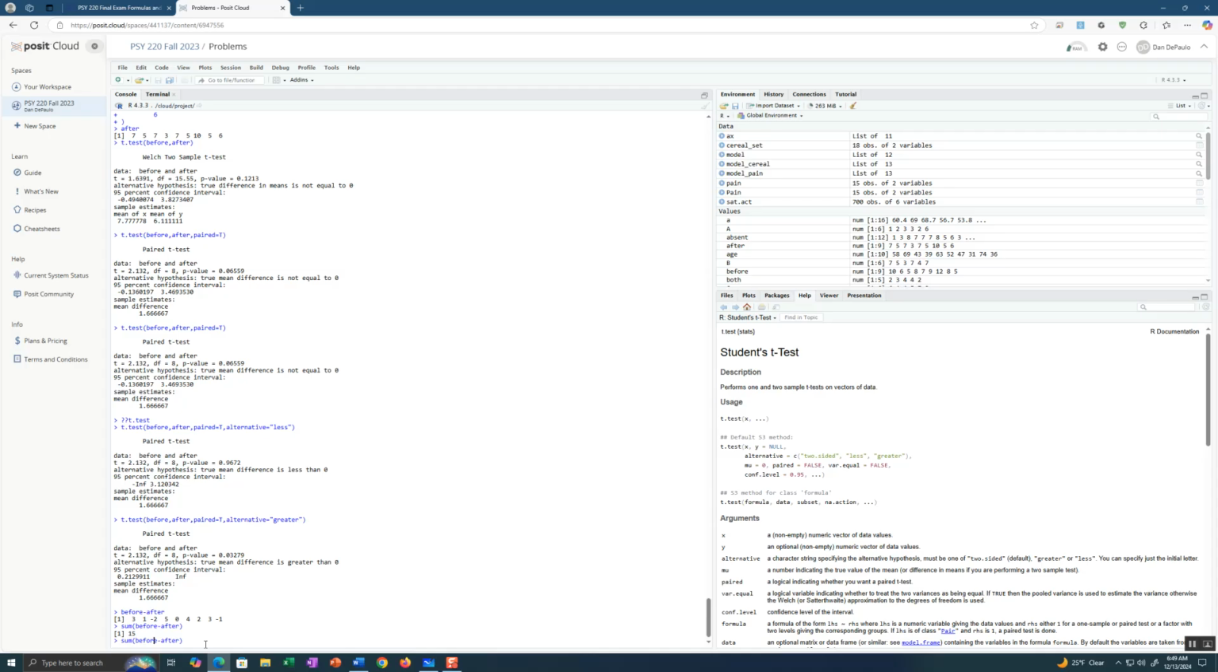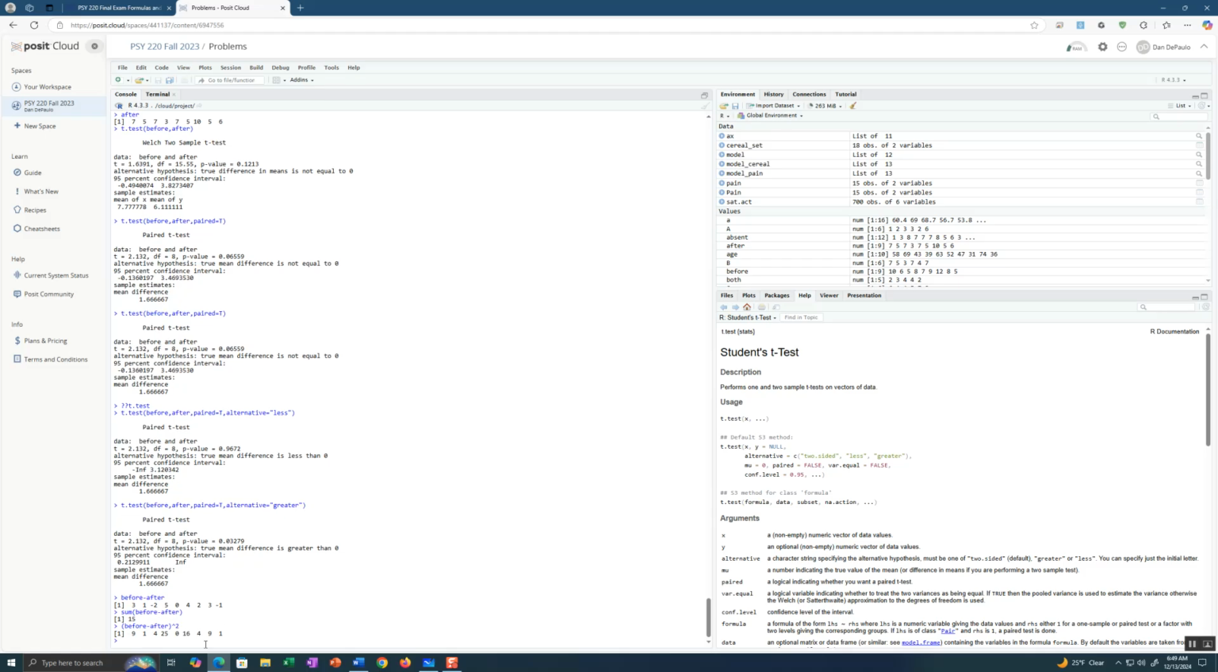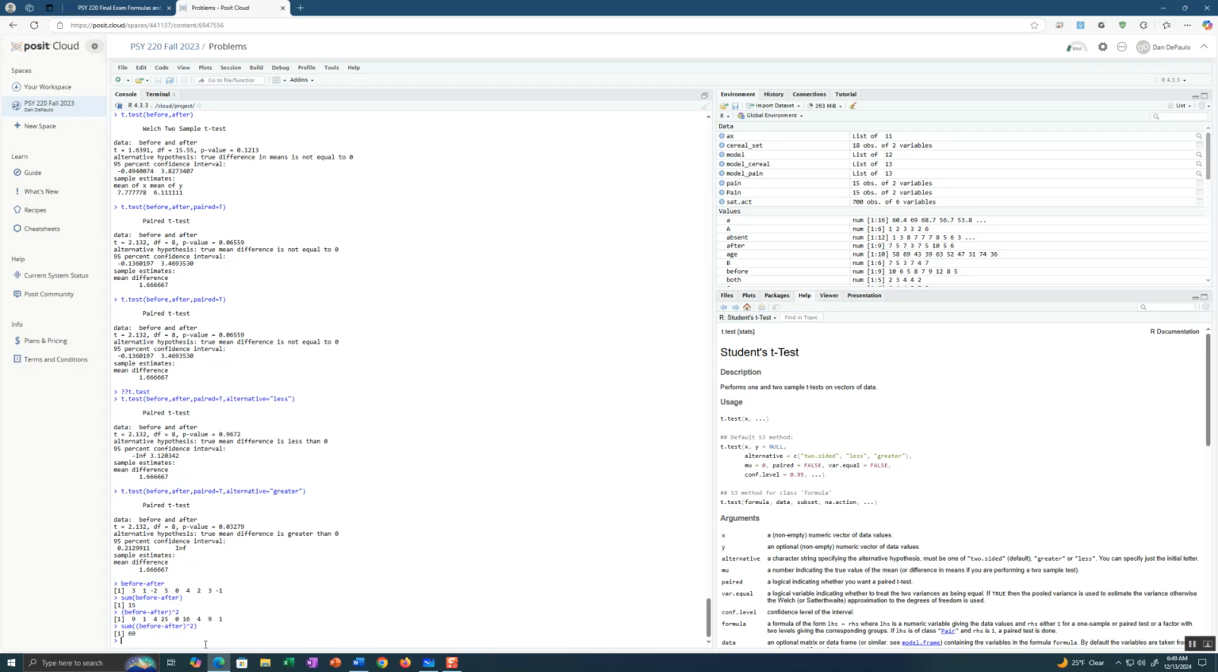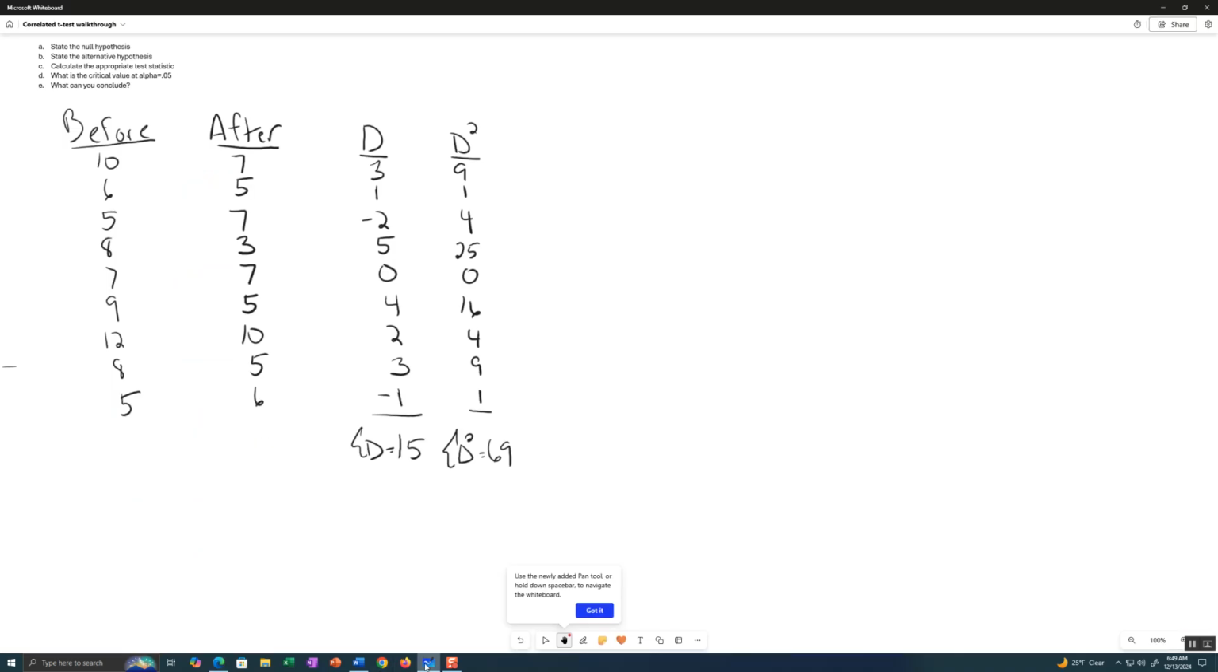So let's do before minus after squared to get me the d values, and then let's do the sum of that. To check to see if my math is correct, and it is 69. So I was able to do that one correctly.